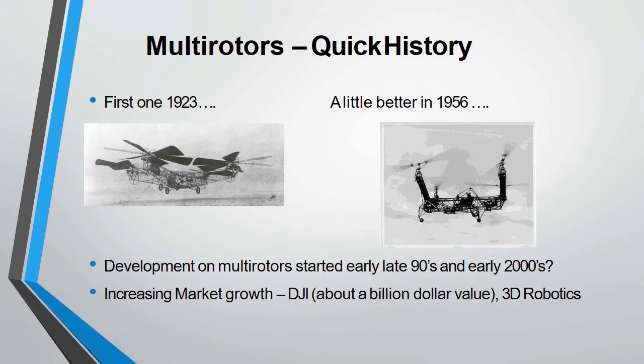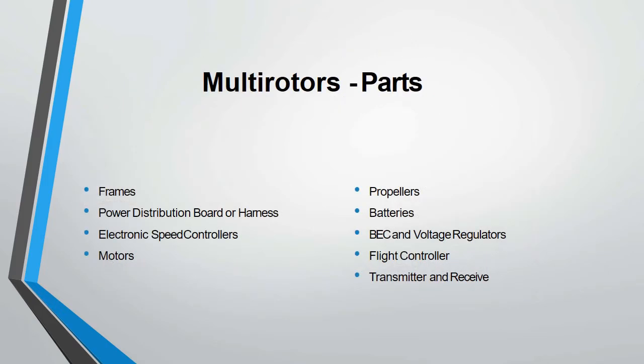Multi-rotors: a quick history now. The first one flew in 1923, a little better one flew in 1956. Development on multi-rotors started in the late 90s and early 2000s, with increasing market growth: DJI at about $1 billion value, and 3D Robotics. Now, multi-rotor parts are the frames, power distribution board, electronic speed controller that is ESC, motors, then propellers, batteries, BEC and voltage regulators, flight controller, transmitter and receiver.